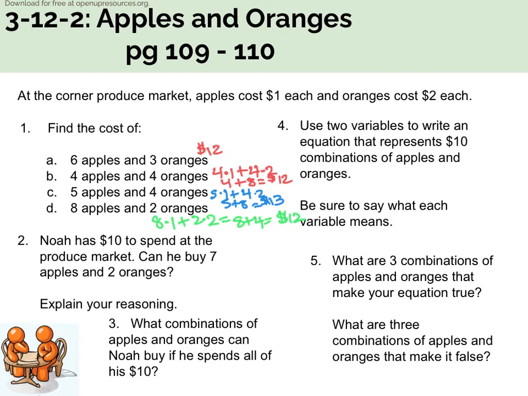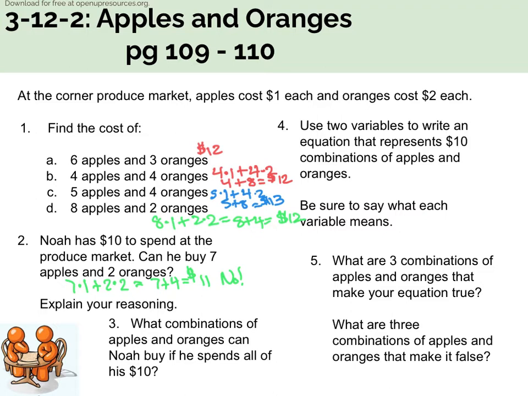So let's figure it out. 7 apples, it is $1 each, and we have 2 oranges, it's $2 each. 7 times 1 is 7. 2 times 2 is 4. Let's add it together. All of that will be $11 total. So can he buy the 7 apples and 2 oranges? No, he doesn't have enough money.